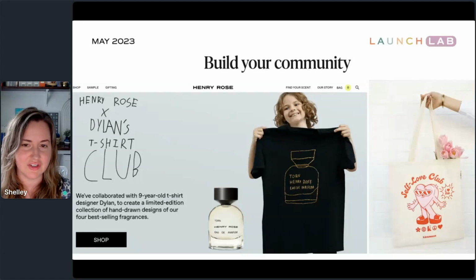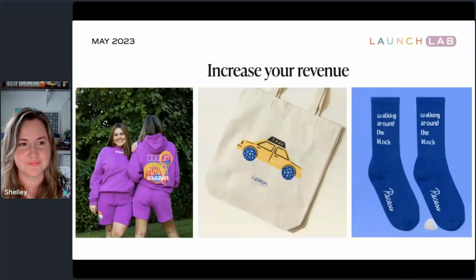So a tote bag, a t-shirt, a patch. Those are really good product ideas for ways you could incorporate and expand what you're selling and be able to bring people into your community and your brand mission.